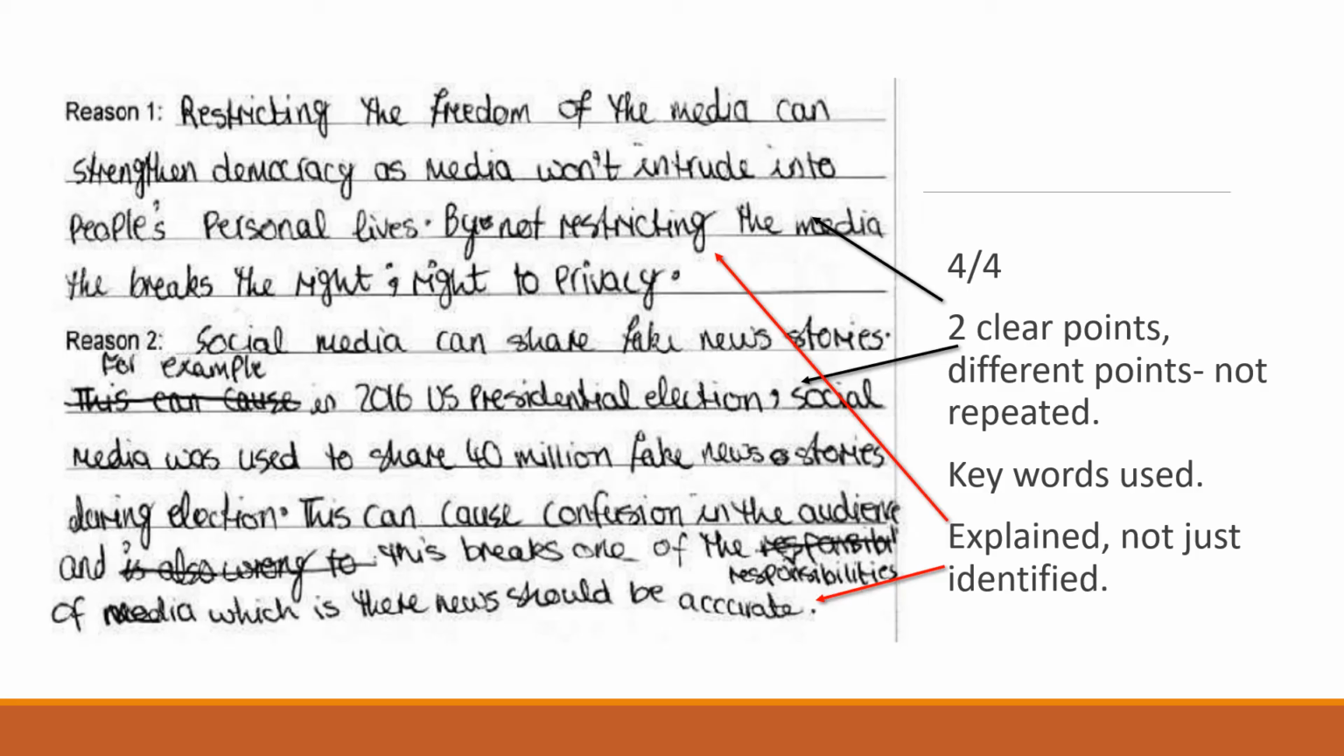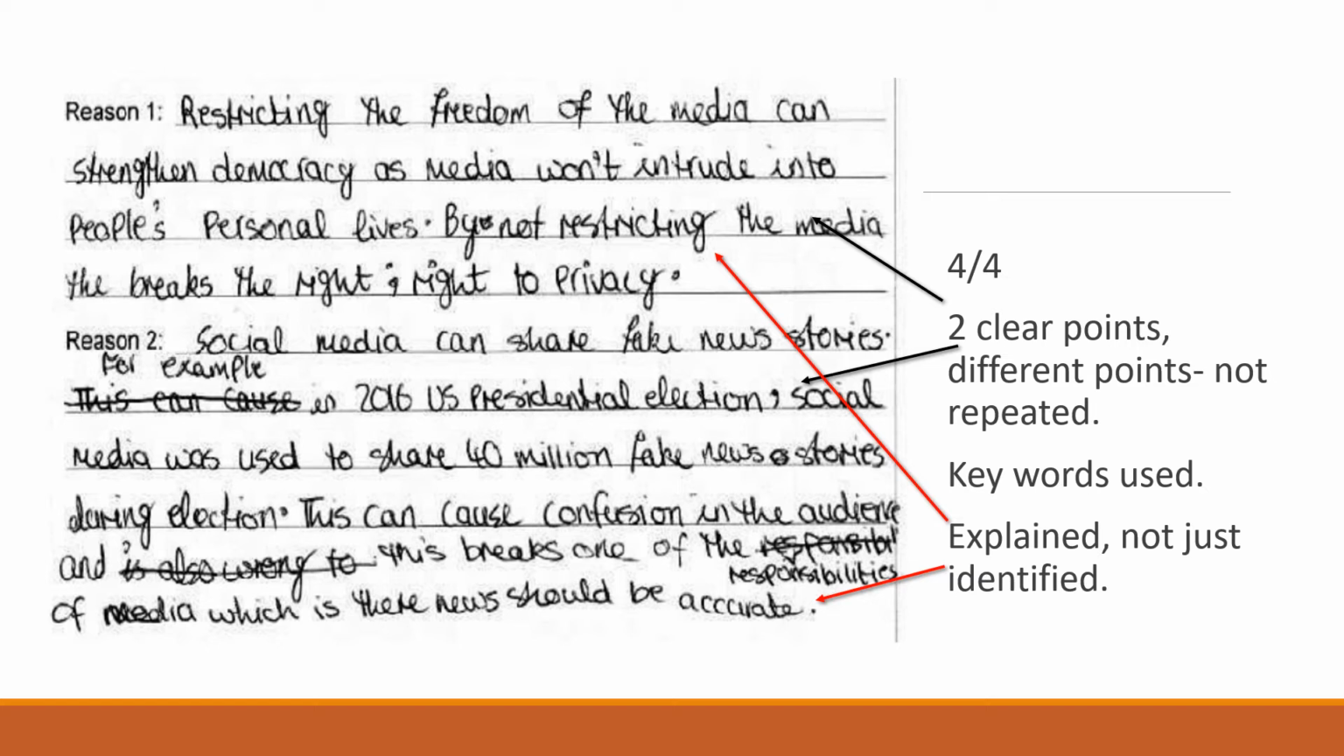So let's have a look at this answer then. This answer gets 4 out of 4. They've discussed 2 clear points, and they are completely different points, the 2 points I've mentioned. They're not repeated, they use keywords and they explain, they don't just copy bits out of the source.